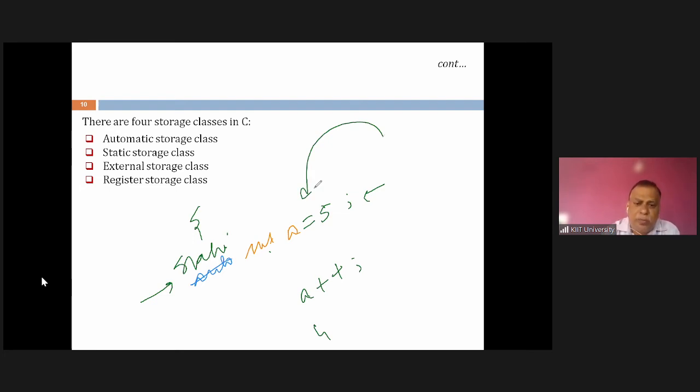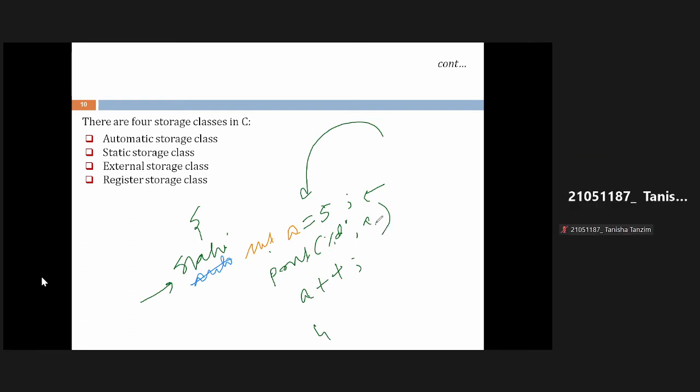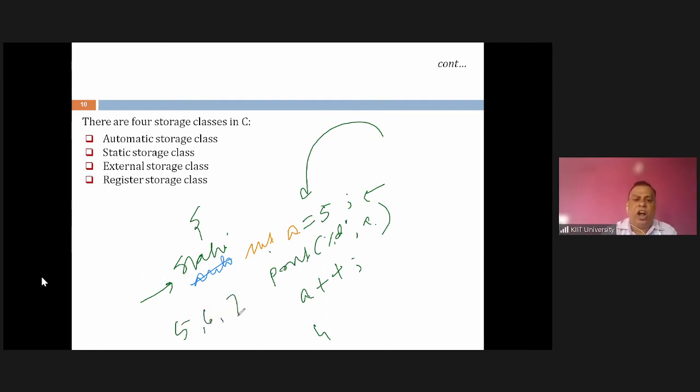if I want to print the value of a, the first time it prints 5, the second time when I come, it will print 6, the third time it will print 7, it will go on printing 5, 6, 7 like this. But if I do not write anything, it becomes auto. Every time I enter, this will initialize to 5 and it will be printing 5.